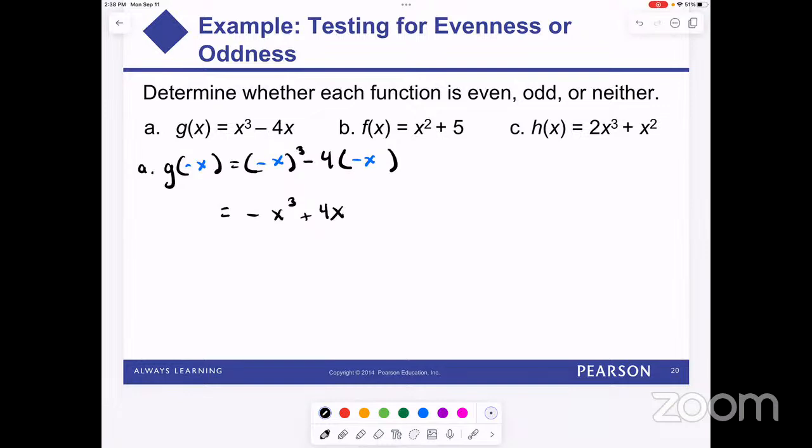If we factor out a negative from all terms, we're going to be left with x cubed minus 4x. And then notice that this is a negative times the original, right? So then we have g of negative x equals negative times g of x. That's the definition of a function being odd, which means we have origin symmetry. We have origin symmetry.